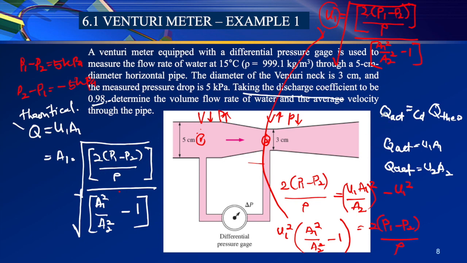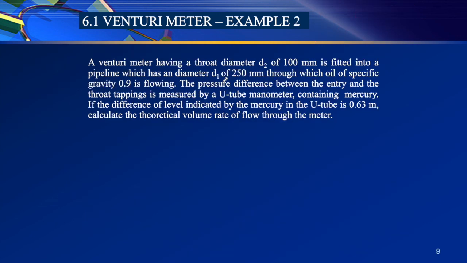So for this Q actual, you have to make sure it is P1 minus P2. If you want to put P2 minus P1, you have to substitute this 5 kPa into negative 5 kPa here. Please make sure that all the units substituted into this equation are in SI units. So if you have 5 kPa, change it into 5000 Pa. If you do not change it into 5000 Pa, then you will get the wrong values for your theoretical volumetric flow rate. So this example 2, I think you can solve this.